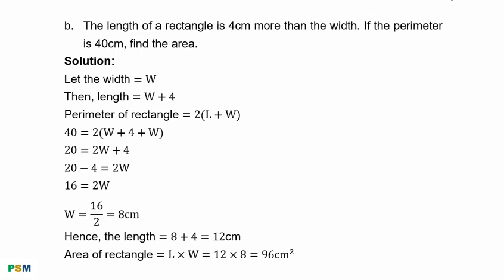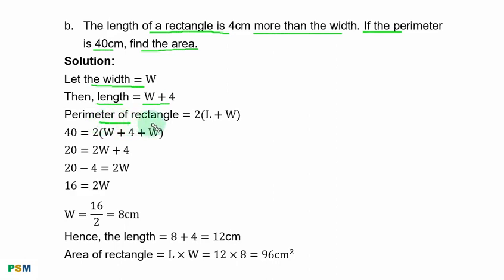Question 12b. The length of a rectangle is 4 cm more than the width. If the perimeter is 40 cm, find the area. Solution: let the width equal W, then the length becomes W plus 4. 4 more than the width, you add 4 to it.